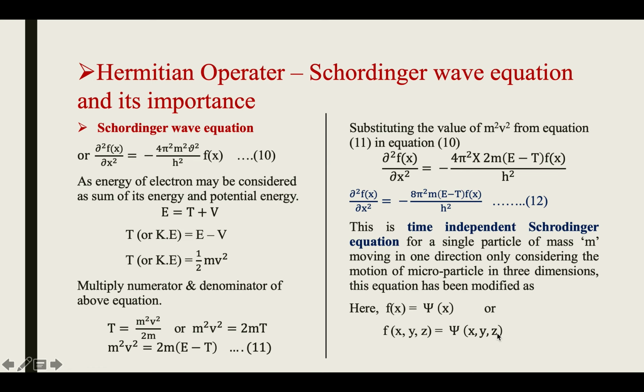So here equation number 12 is the time independent Schrodinger equation. This is a very important equation in quantum mechanics. Generally, chemistry people always follow the Schrodinger wave equation, and physics people will follow other quantum mechanics, which we will come to later.